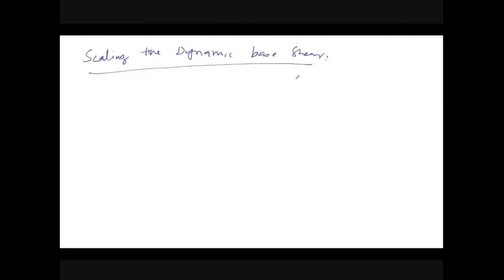Why? Because whenever you do the modal analysis, which is a dynamic procedure, the base shear is always less than the base shear obtained from the ELF. So let me just mention that the dynamic base shear is always less than the base shear obtained from the static. For dynamic, we use the response spectrum analysis, modal response spectrum analysis, and for static, we use the ELF, the equivalent lateral force procedure, the equations given in the code.